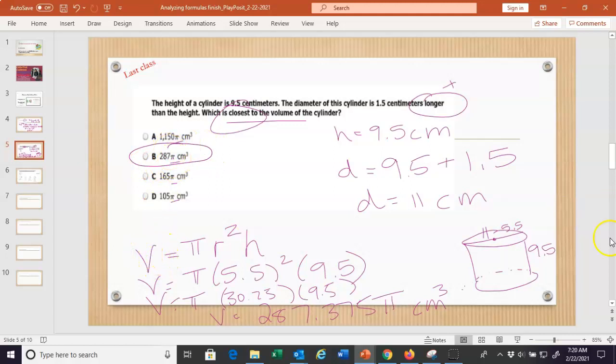I'm wondering, what is 287 times pi? 287 times pi is 901. I was wondering if they were going to try to throw in one of those values to throw you off if you had accidentally multiplied by pi. But they did not. Just be careful again to look ahead at those answer choices and choose the best one, and don't multiply by pi if they did not.